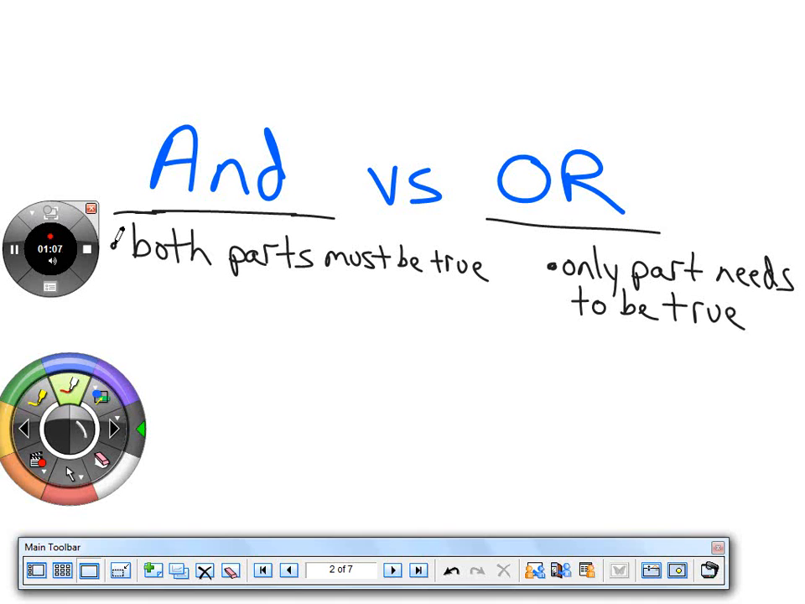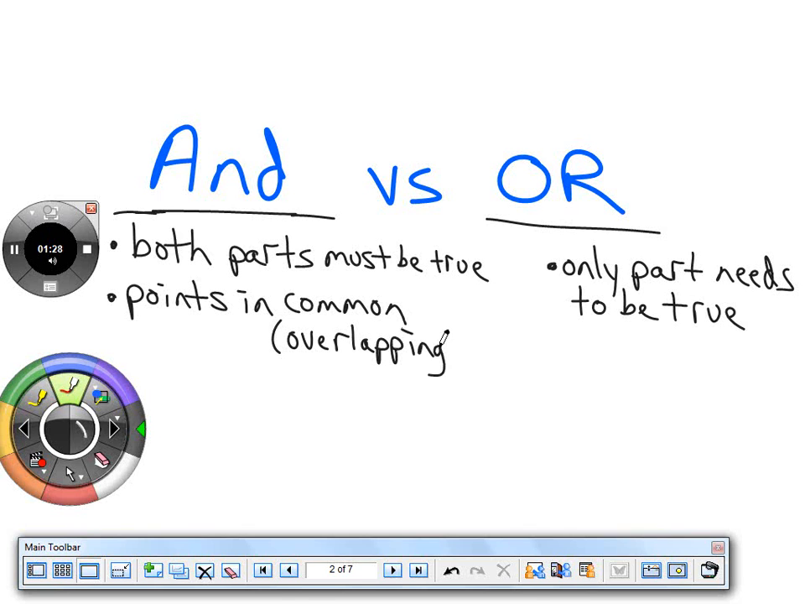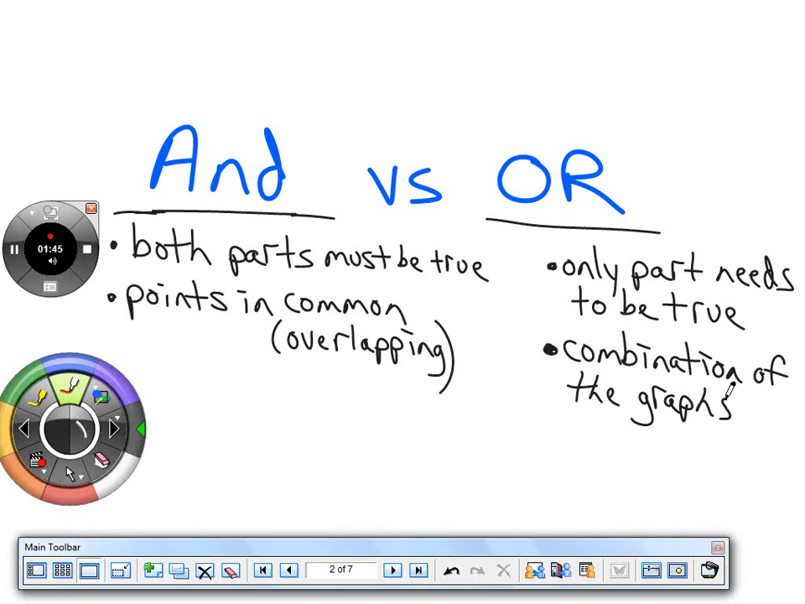The other thing that's true about an and problem is that we're looking for points in common. That's really what we're looking for. Points in common. Points overlapping is another way to say it. And this one is not points overlapping, it's just the combination of the two graphs. Combination of the graphs. We call it a union. Okay, mathematical words, a union.